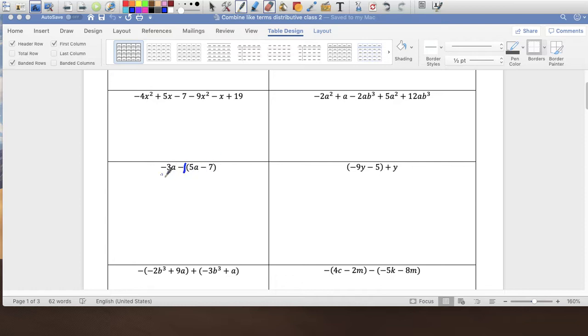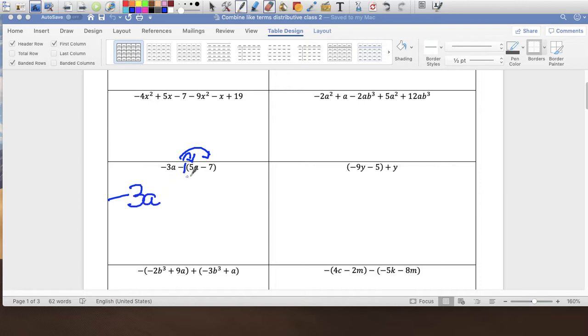And even though the 3a that's outside, the negative 3a, is a like term, I can't combine it because it's protected. So we've got to remove this shield. Remove that by doing the distributive property. We got negative 3a, and that's doing absolutely nothing.